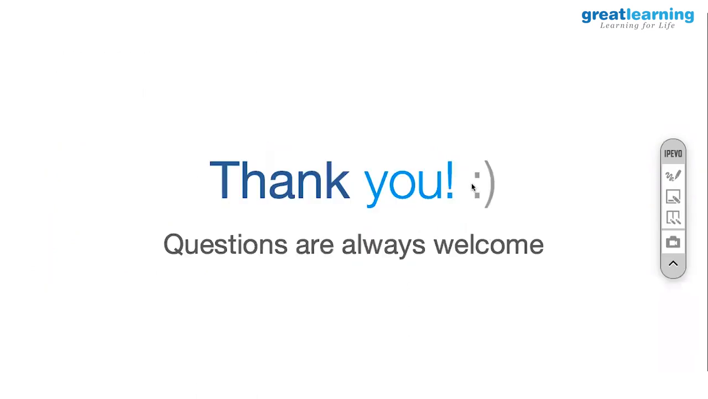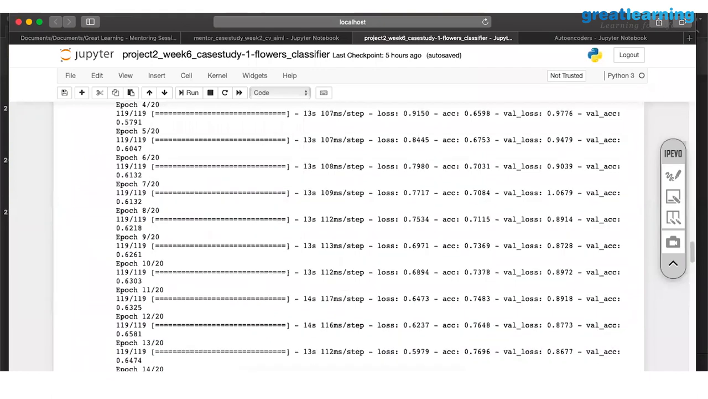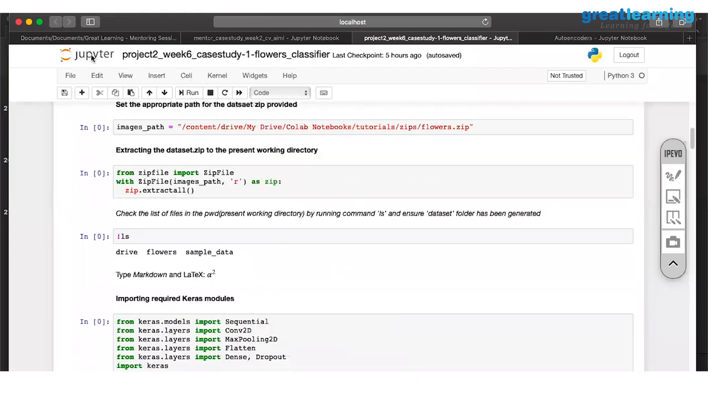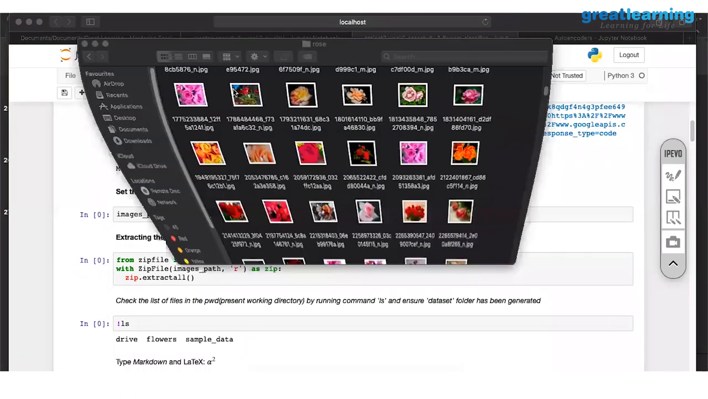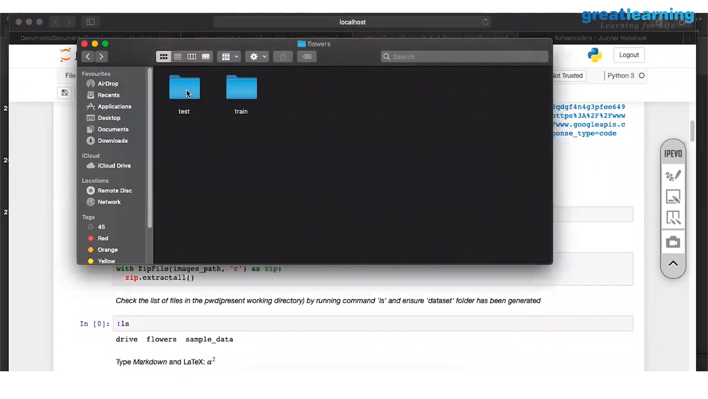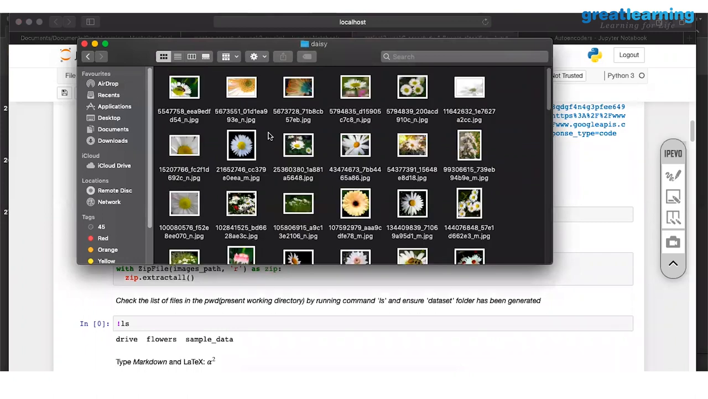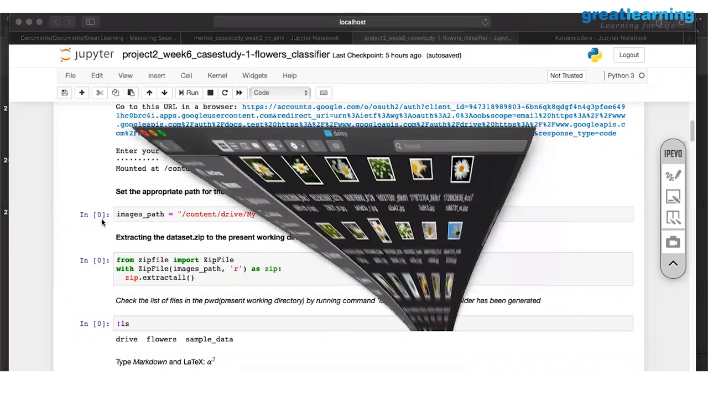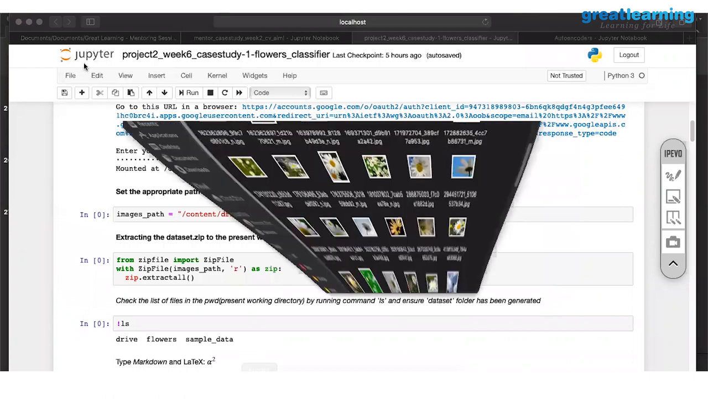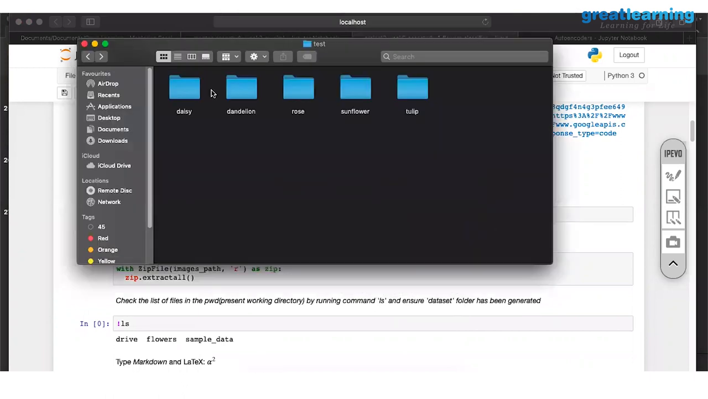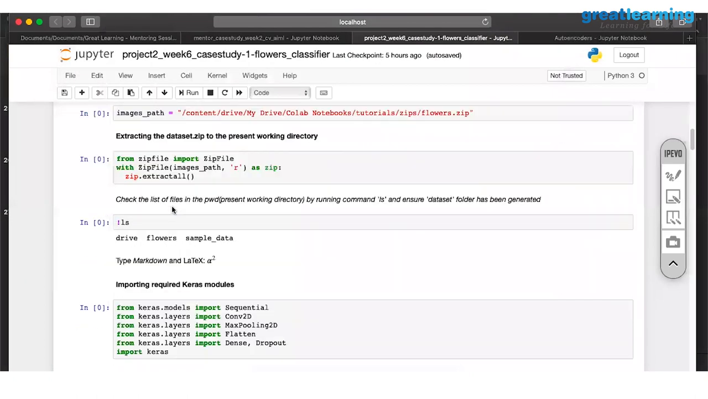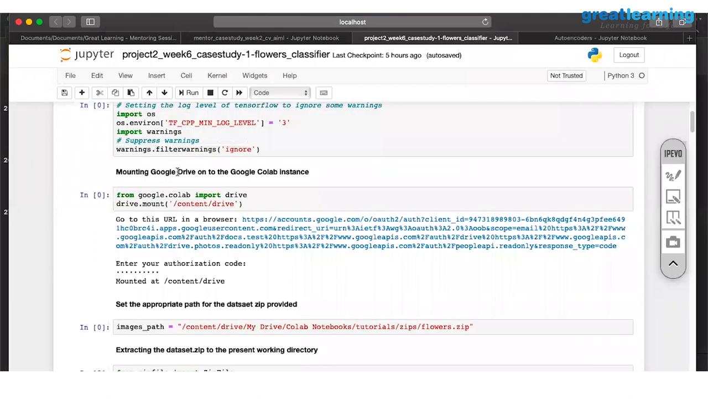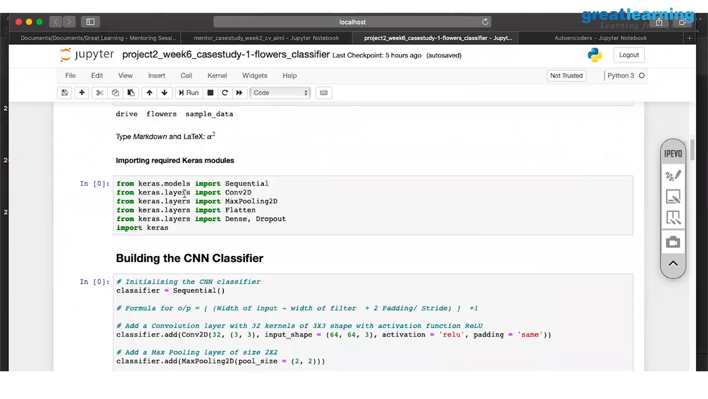Too much theory. So what we have today is a very simple dataset where data is already split into test and train. Both of them have the same 5 folders, and each folder has flowers belonging to one class. This is the data. Our job here is to classify the flowers from the testing part. We train using our training data and use this chunk to classify them. As simple as that. The upper code is for the people who want to use Colab. So I'll start from here.